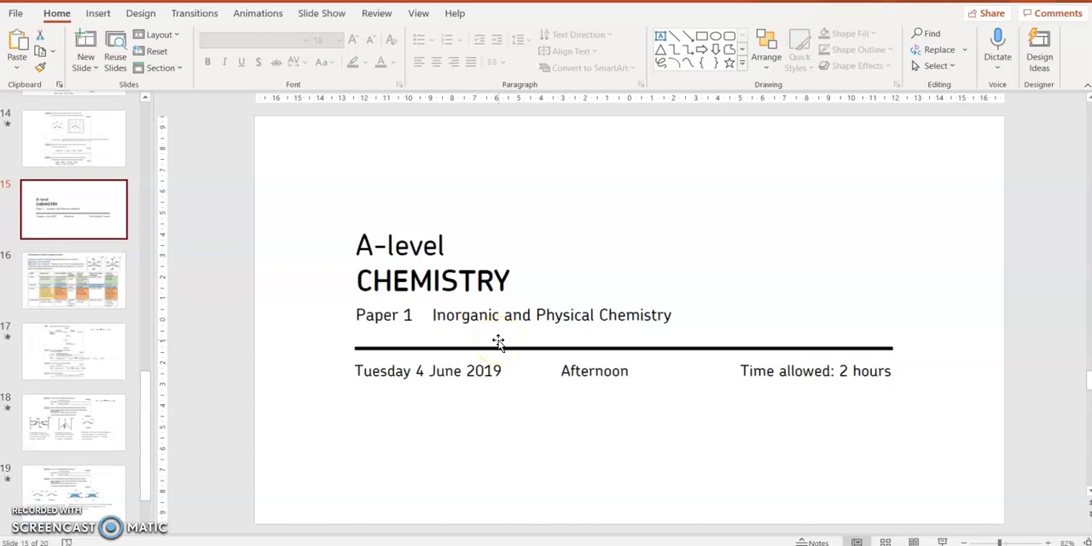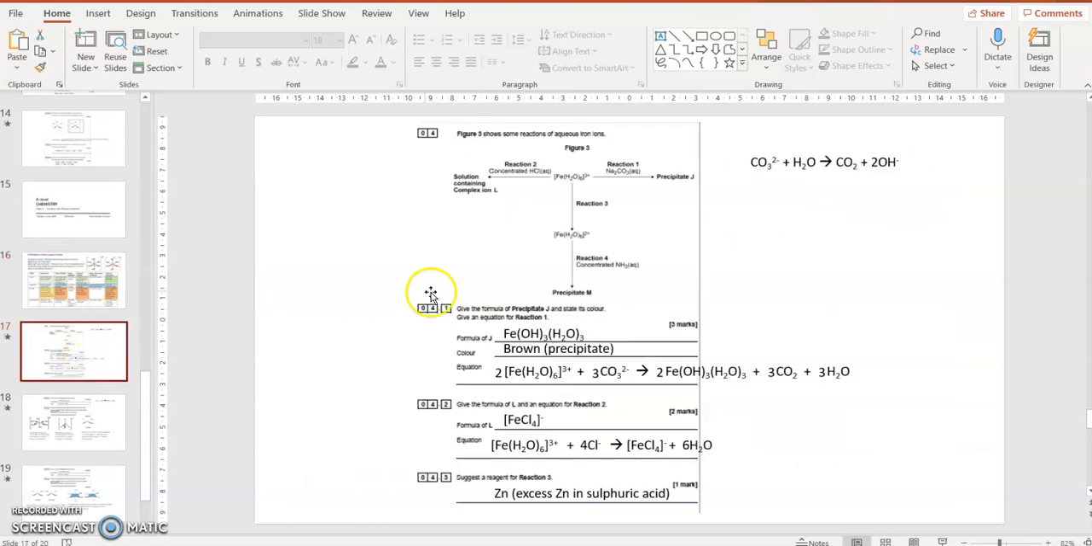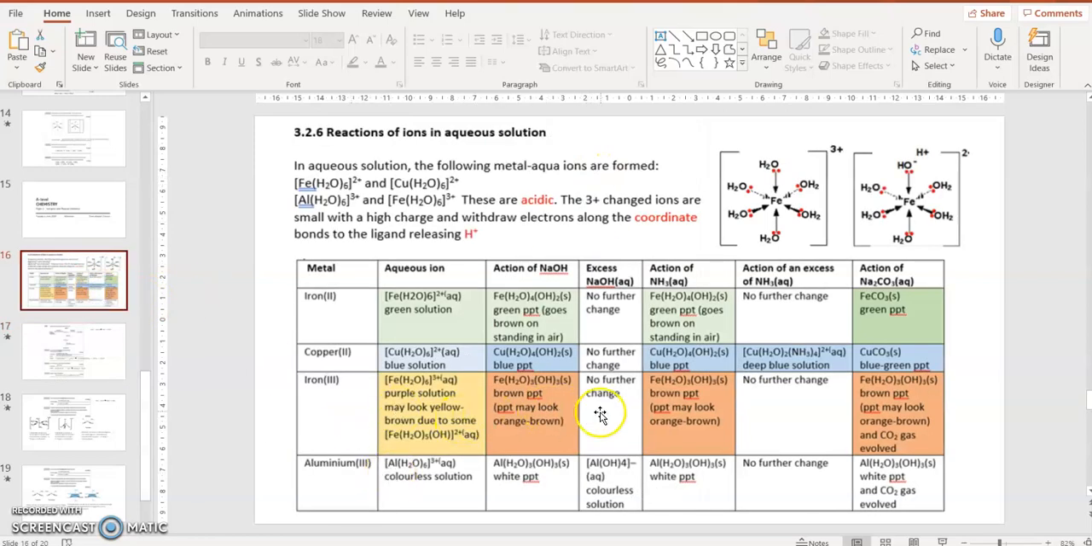Paper 1, June 2019, a big transition metal question here, so we might have to refer to our table. Fe(H2O)6 3+, so it's a 3+ ion, so we're looking at iron(III). It forms brown precipitates, Fe(H2O)3(OH)3, with sodium hydroxide, also with ammonia, also with sodium carbonate, always forming this brown precipitate, Fe(H2O)3(OH)3. It's also acidic, it's 3+ and acidic.